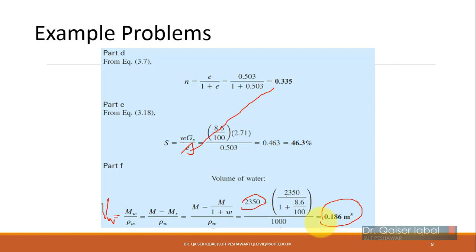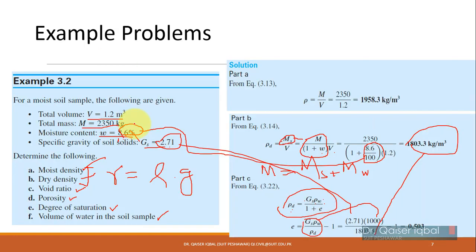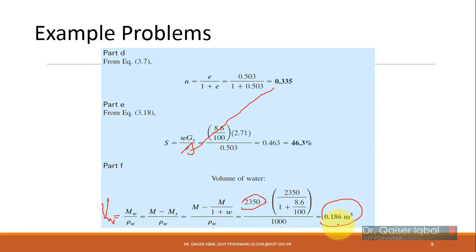So in this soil sample which we have taken, the total volume is 1.2 cubic meter, and in this, 0.186 cubic meter is the water. The remainder is basically the voids and the solids. So the volume of water is equal to this.